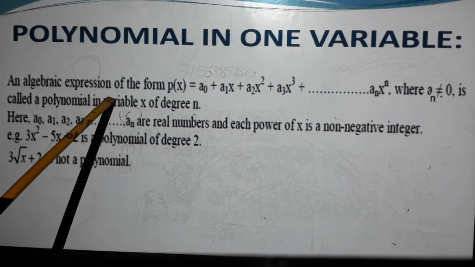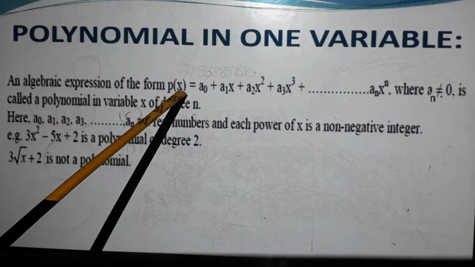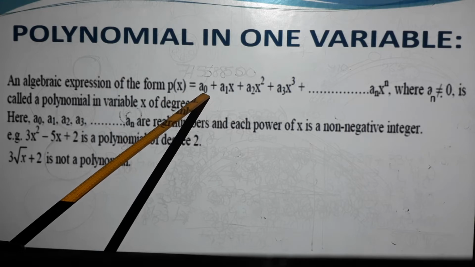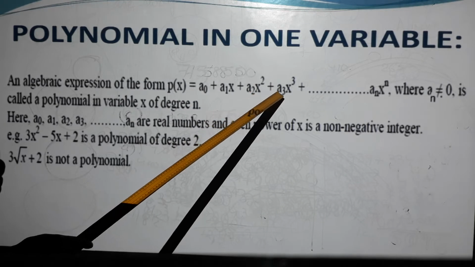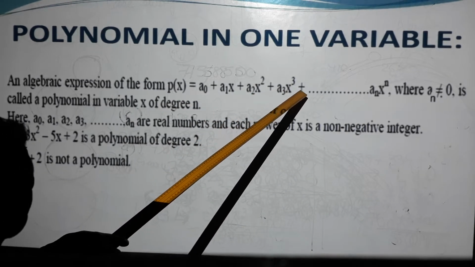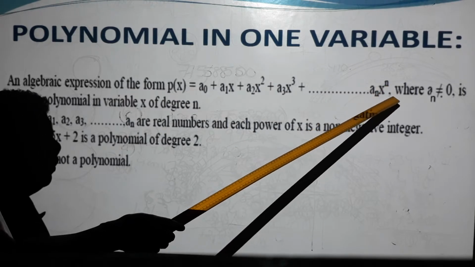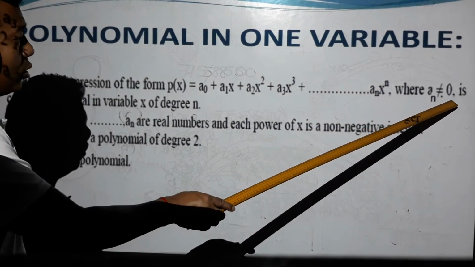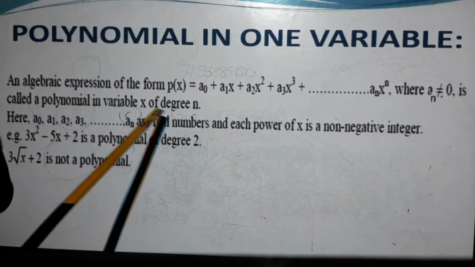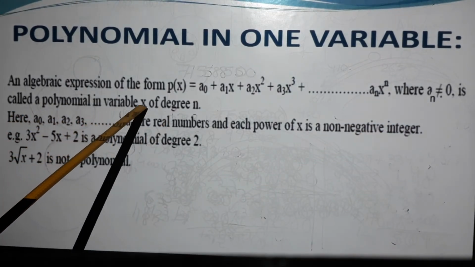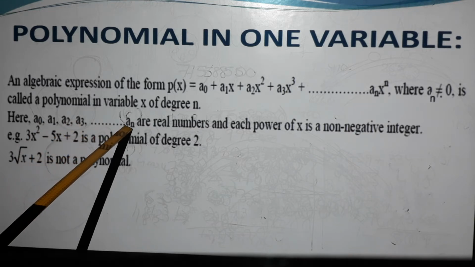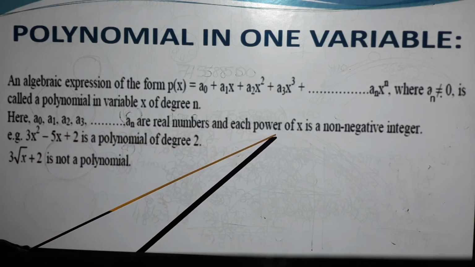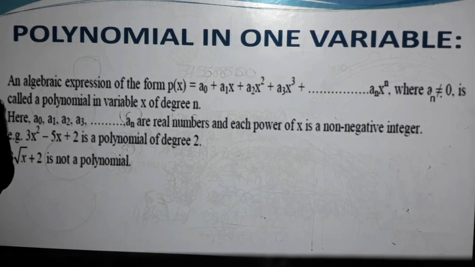An algebraic expression of the form p of x is equal to a0 plus a1x plus a2x squared plus a3x cubed plus so on up to an x power n, where an is not equal to 0. This is called a polynomial in variable x of degree n. Here a0, a1, a2, a3 up to an are real numbers, and the powers of x are non-negative integers.